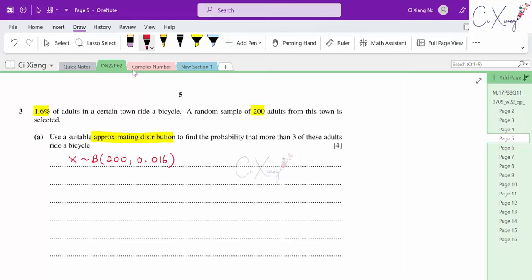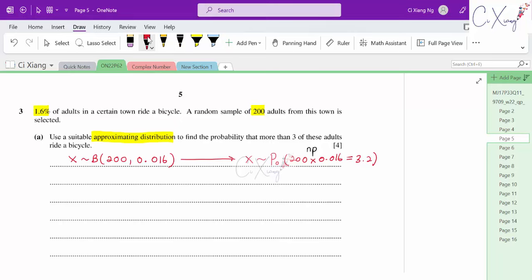And since they ask us to use the approximating distribution, when we have a super large sample size with a very small p, the proportion, we can change it to a Poisson distribution. To get the mean value lambda, it should be n times p from the binomial, because the mean from binomial is n times p. So I take 200 multiplied by 0.016, and the lambda for the Poisson distribution is 3.2. So this one should be n times p.